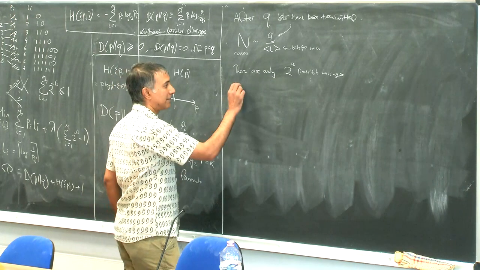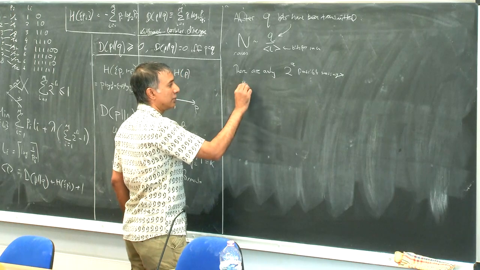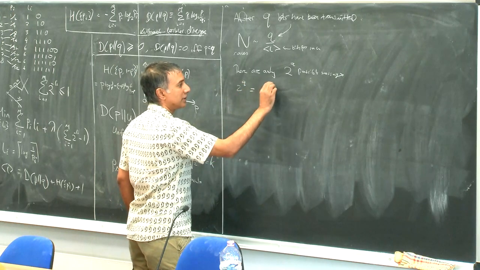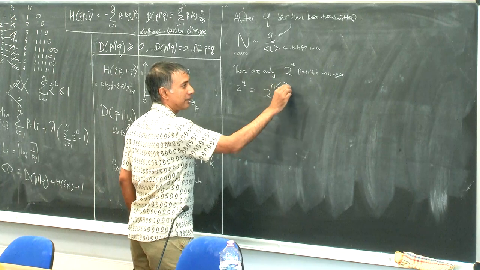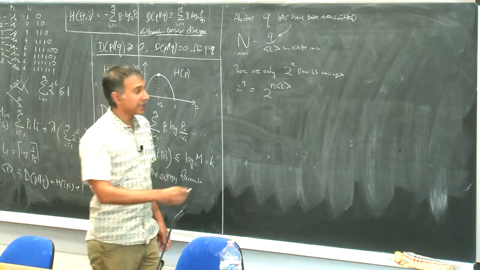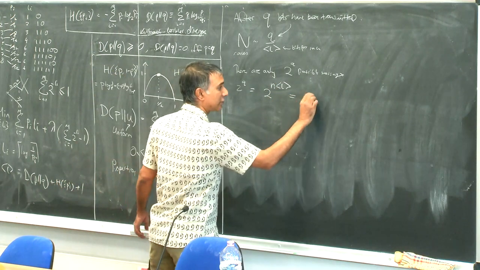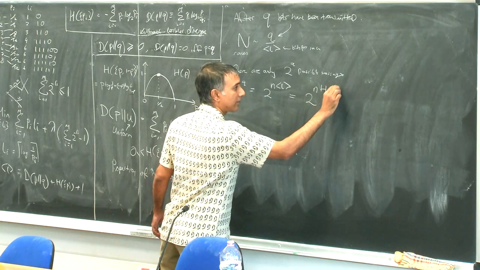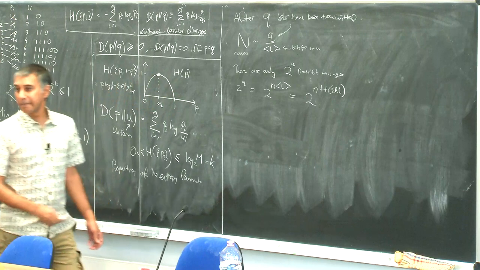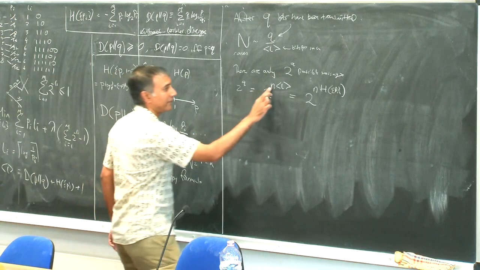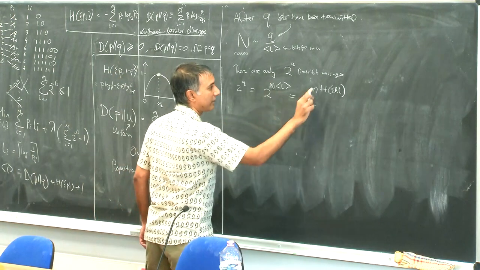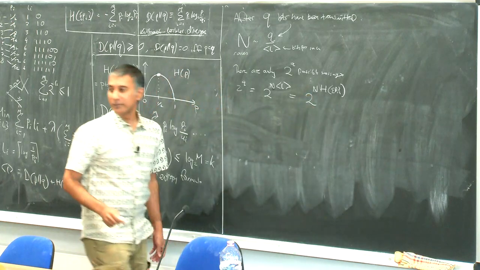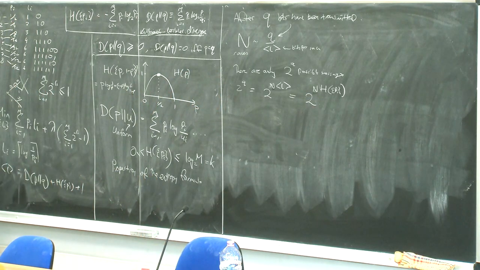Okay? So that means 2 to the q is equal to 2 to the n times l. Or if you want to think about it with that formula, it's 2 to the n times h. Capital M. Now, something really weird has happened, and maybe you didn't notice it.